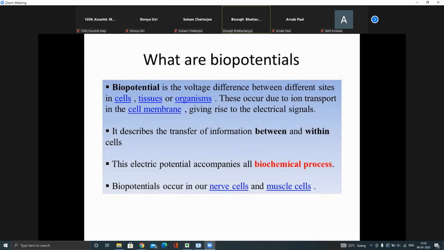Now, first we want to see our biopotential, meaning the voltages that are generated inside the living cells, tissues or organisms. Okay. And why are these biovoltages, biopotentials generated? These voltages are generated due to the ionic transfer through the cell membrane from the outside part of the cell to the inside part of the cell, or in the reverse direction, from inside of the cell to the outside part of the cell. The outside part of the cell is called extracellular medium. The inner part of the cell is called intracellular medium.